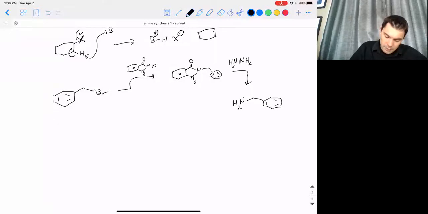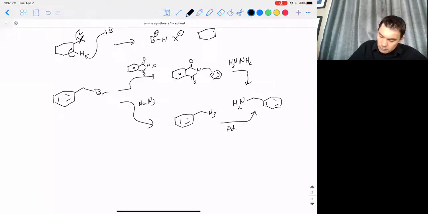And I could take the same starting material then and instead use sodium azide. And I can reduce that azide functional group to the amine using palladium on carbon with some hydrogen gas. And so either way, that would get me benzylamine, and so that seems quite reasonable.